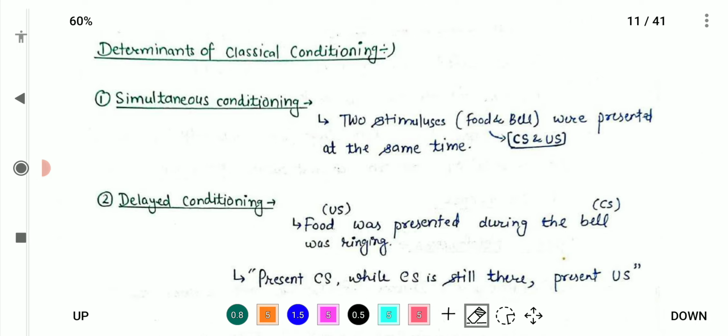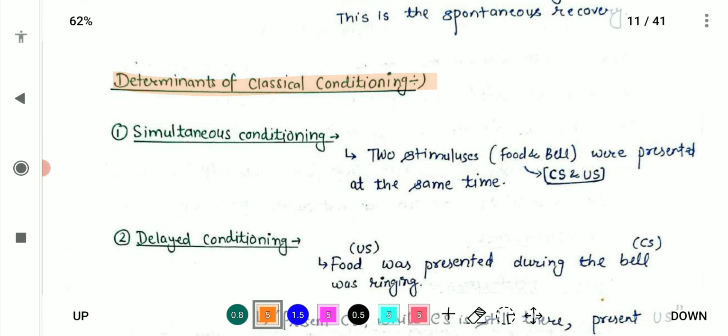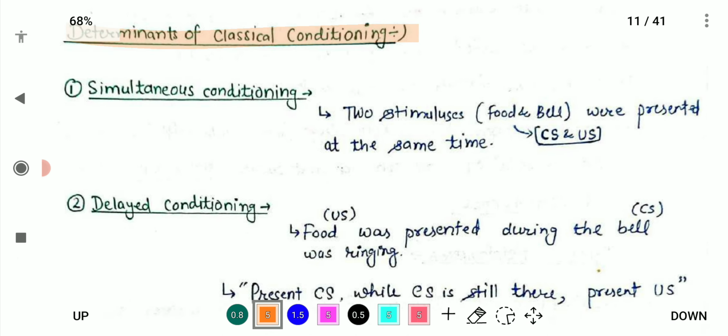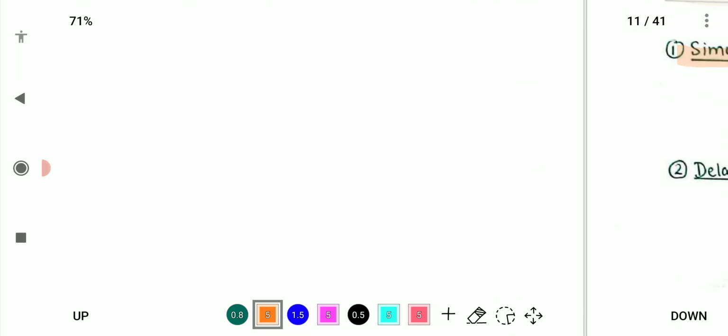Okay, so here we are going to see determinants of classical conditioning. I already told you what Pavlov's conditioning is, everything. Now we are going to see some of the definitions like simultaneous conditioning, everything. Okay, before going into this, I'm going to tell some basic things on this Pavlov conditioning theory.